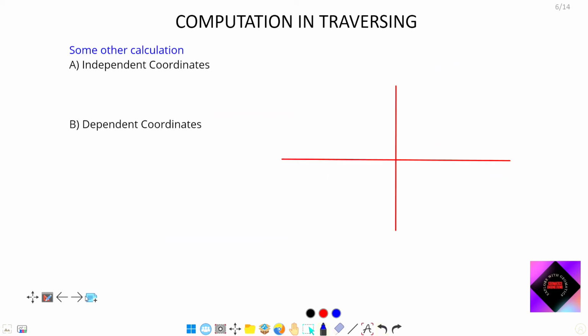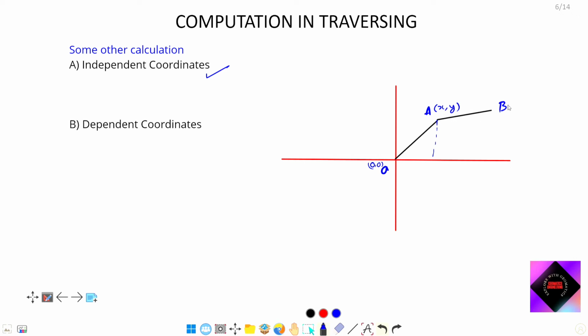Now there are some other computations like independent coordinates and dependent coordinates. Let's understand that. For example, this is our line OA, then AB. If I say that the coordinates of A, x comma y, are with respect to the origin 0 comma 0, then this type of coordinate is called an independent coordinate. It doesn't depend upon any other point.